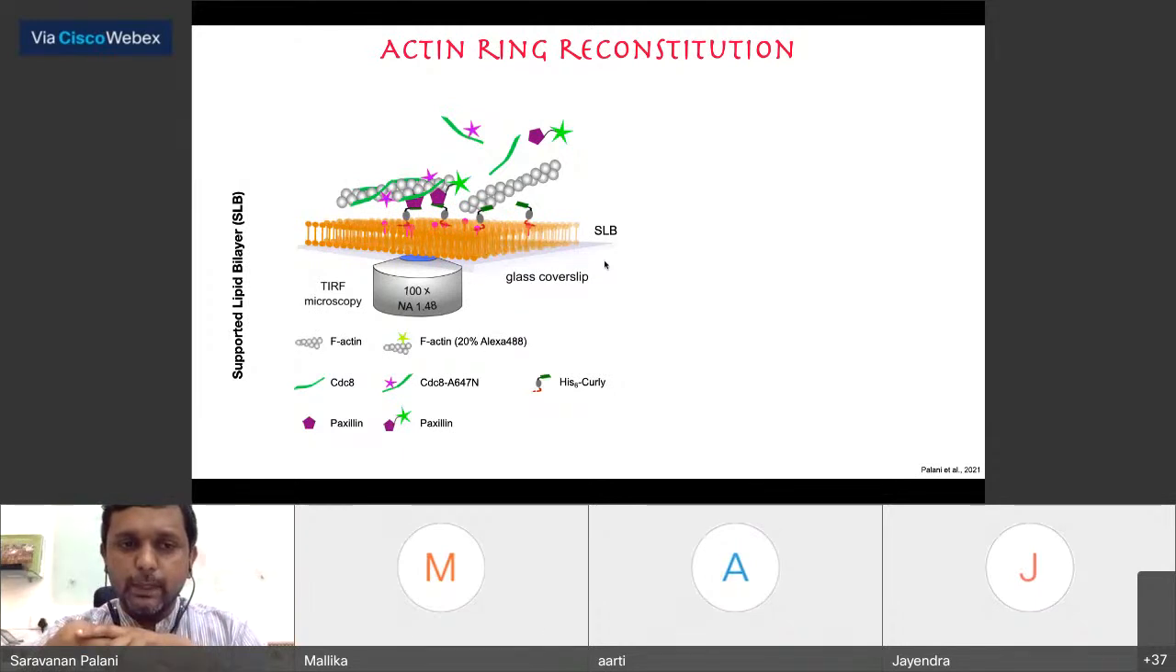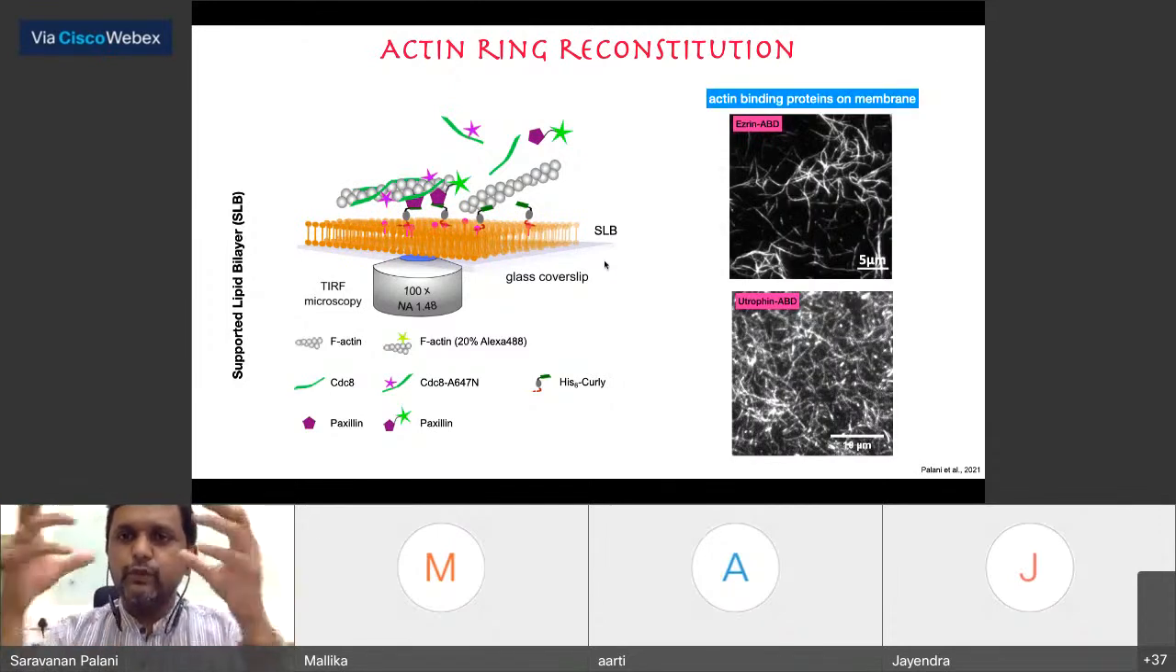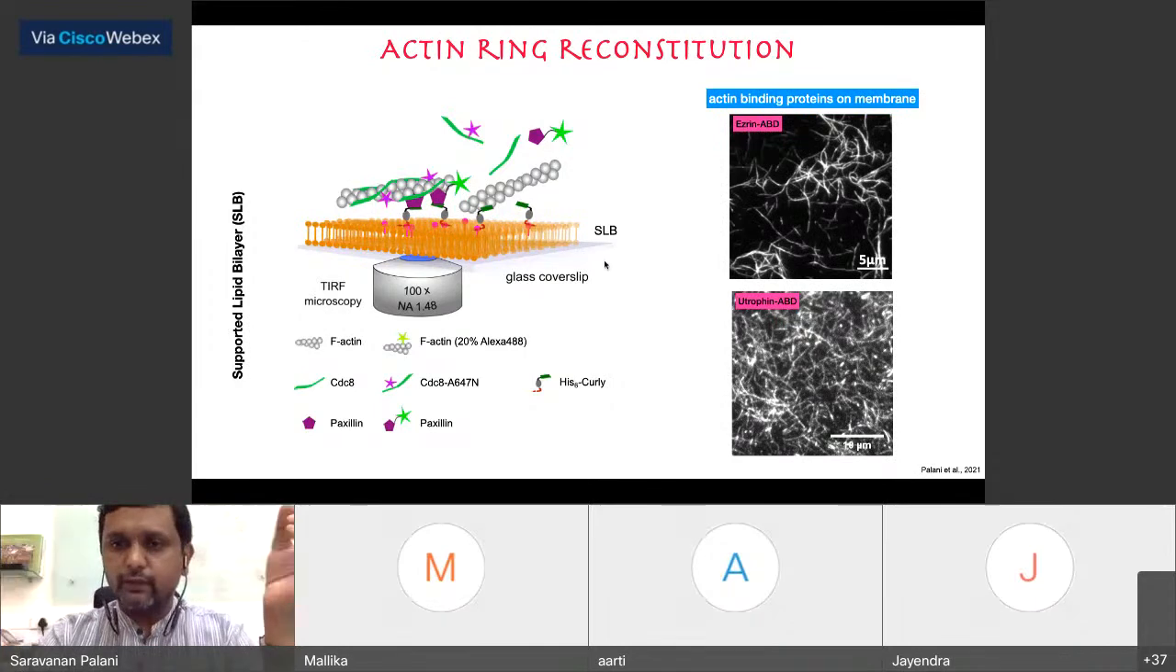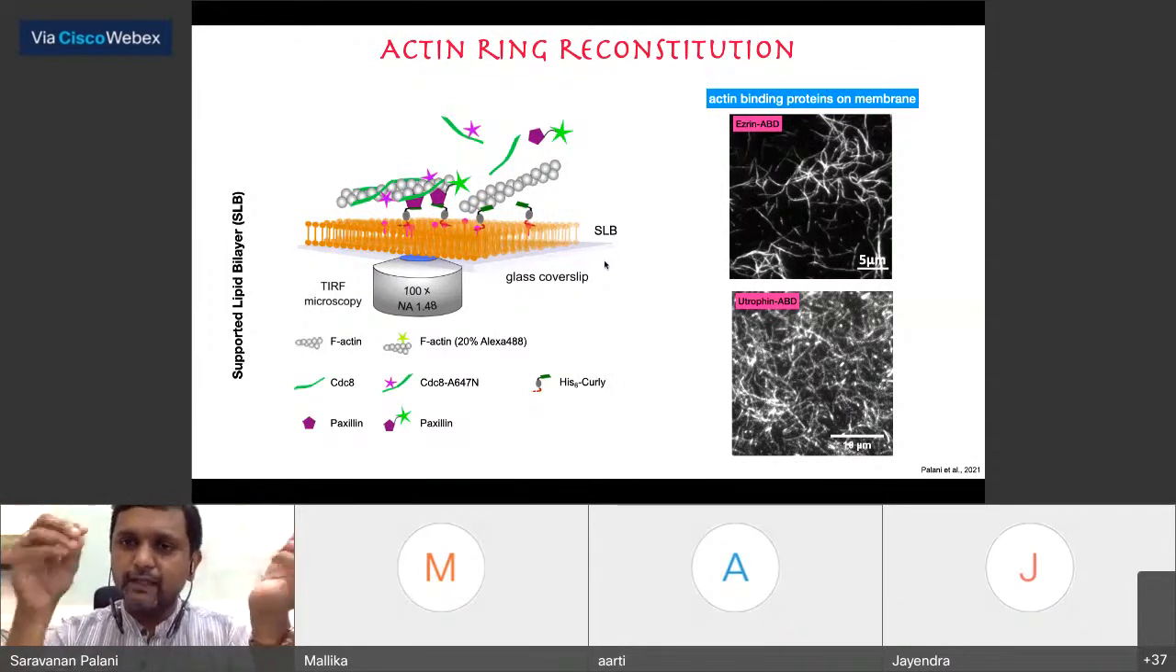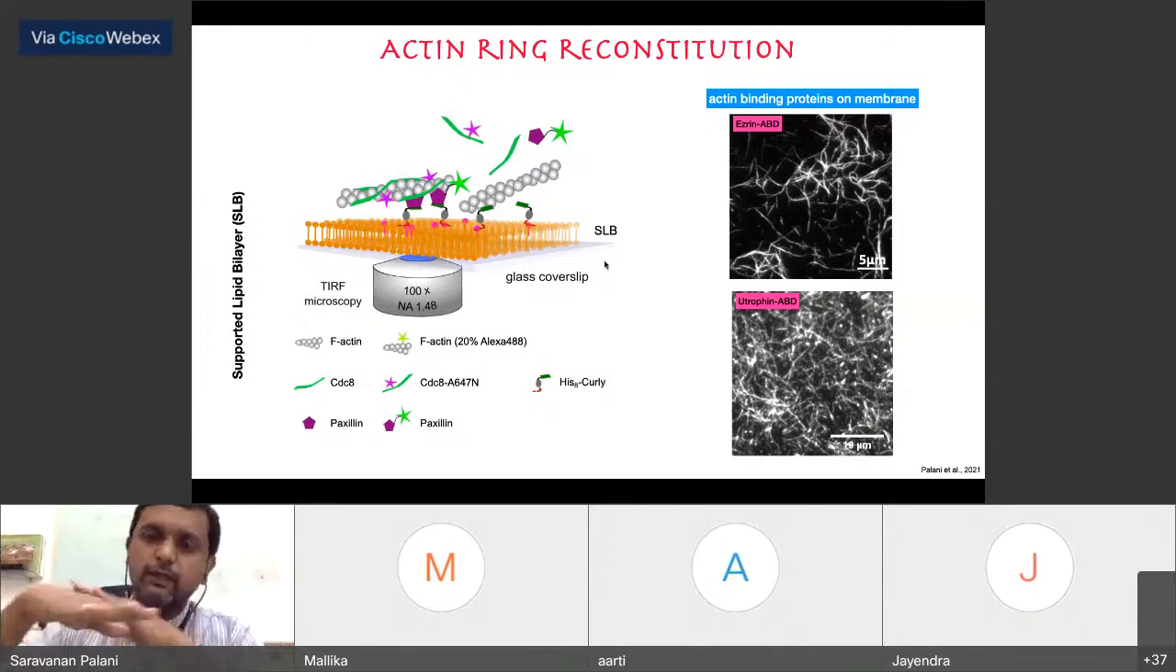So we have used a supported lipid bilayer system to tether the protein of interest, and then we can add the other proteins on top and see whether they make some kind of structure or not. As I said earlier, if you take any actin binding protein, for example, here I mention two, the actin binding domain of ezrin or utrophin, and incubate F-actin with it, it always makes very nice bundles, as straight filaments.